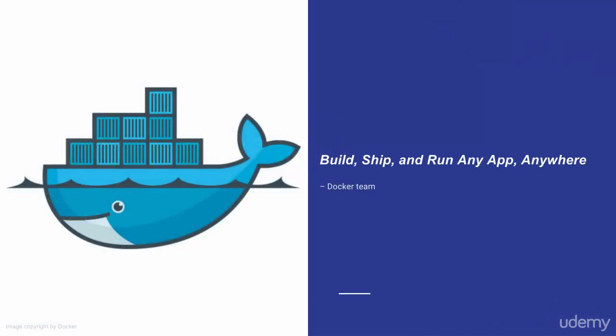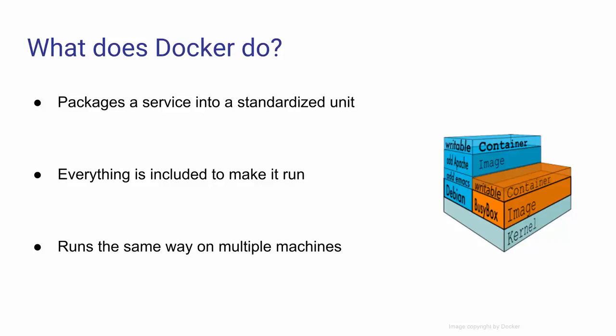Docker's slogan is build, ship, and run any app anywhere. But what does that actually mean? Docker allows you to package up an application or service with all of its dependencies into a standardized unit. This unit is typically labeled as a Docker image.